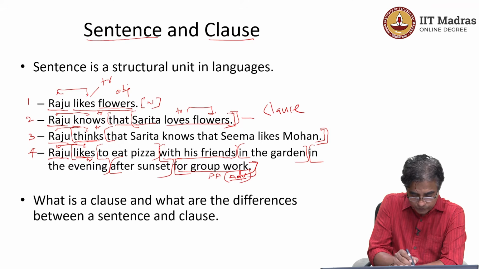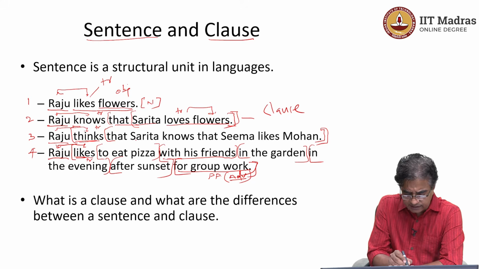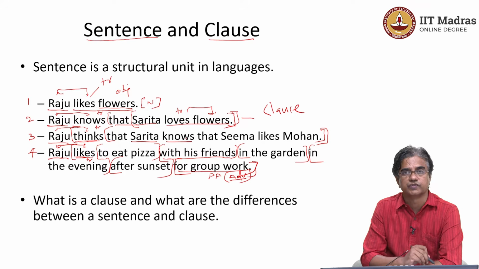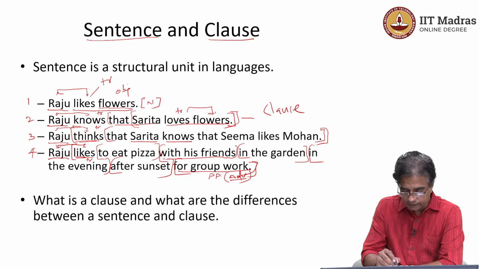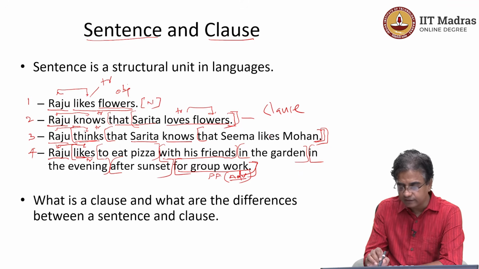Now, when you see that, this is the object of the verb thinks. Now you see in this sentence that Sarita is the subject and you have the verb knows. This verb knows has an object which is also a clause within this: that Seema likes Mohan.